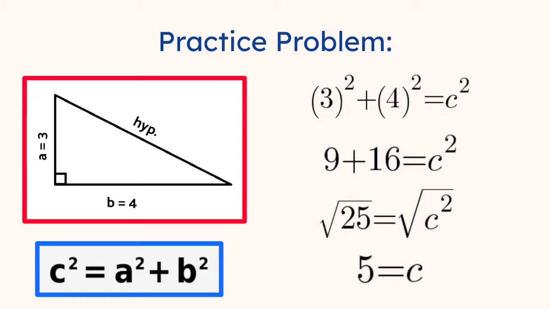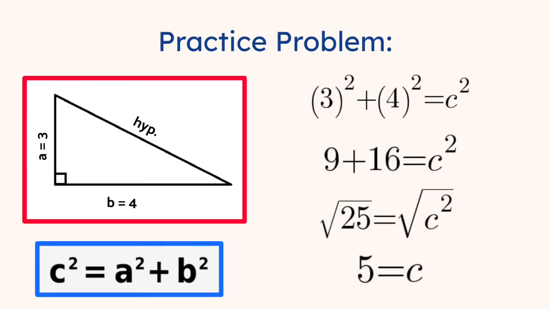A squared equals 3 squared, which equals 9. B equals 4, so b squared equals 4 squared, which equals 16. After that, we have 25 equals c squared. To undo a square, you have to take the square root of both sides. The square root of c squared equals c, and the square root of 25 equals 5.